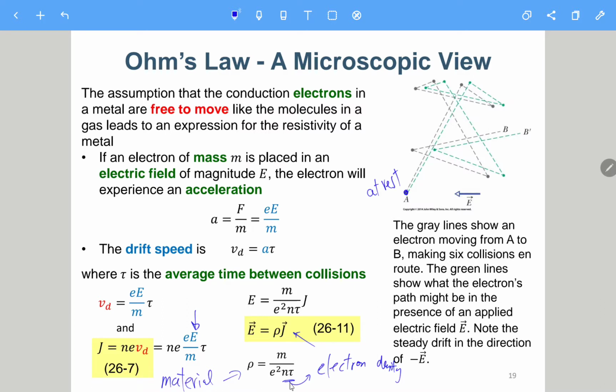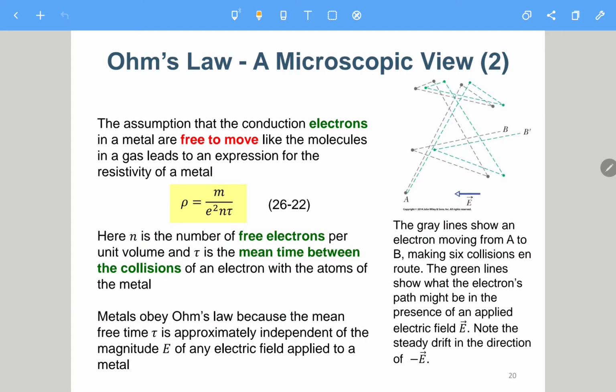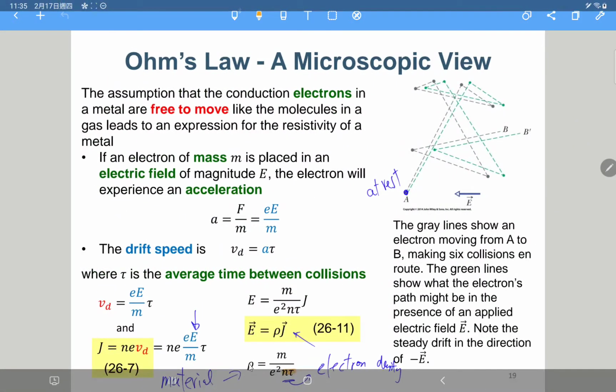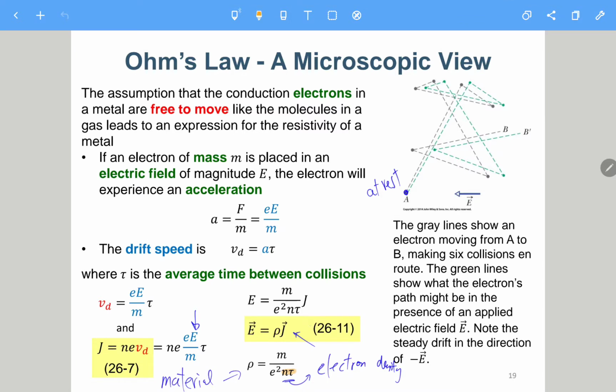Different materials should have different n, but for a fixed material, the density should be the same, and also tau. So we consider n and tau only related to the material, not to the geometric shape, because if you increase the length or the cross-section area, these two terms shouldn't change for the same material. So rho should match what we assumed before. That's why physicists derive it to verify Ohm's law. This is the hardcore physics point of view, showing that according to physics theory, rho should be a constant for a fixed material.